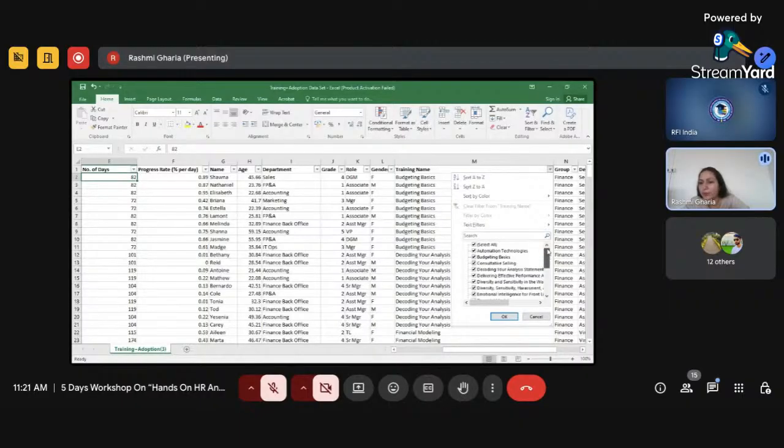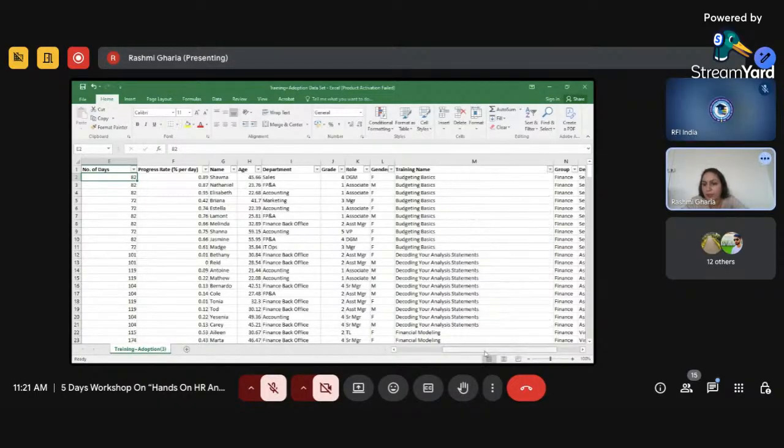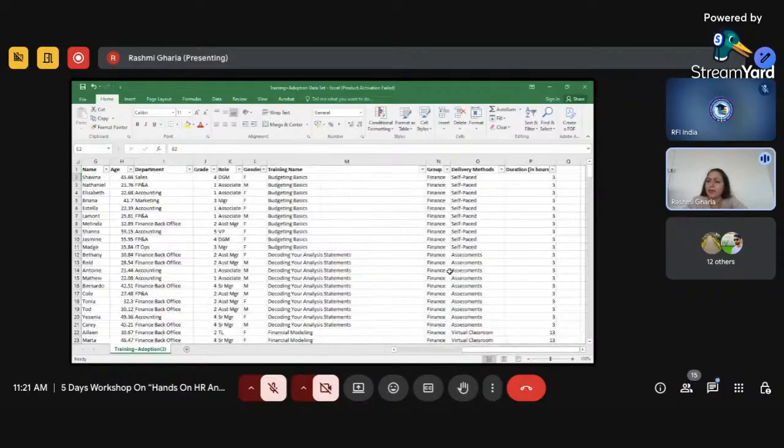So the training program varies, like it can be related to automation technologies, budgeting basics. They have given different types of training programs related to diversity, sensitivity, emotional intelligence, financial modeling, problem solving. So these are the training programs that they have planned for the 300 employees, right? It may vary depending upon the level of the employee, their profile.